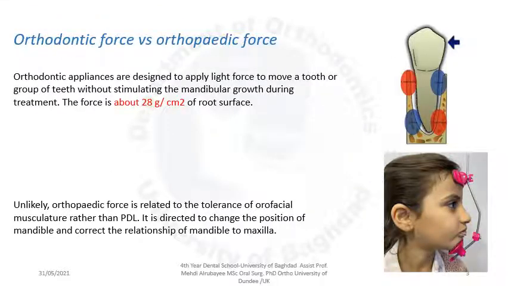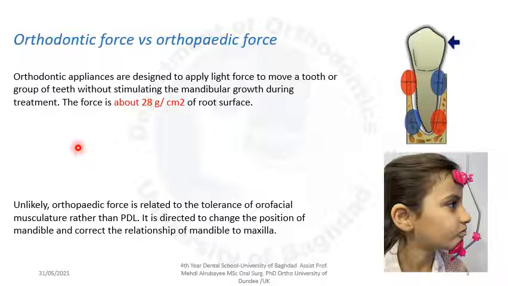How much orthodontic or orthopedic force should be applied? Orthodontic appliances are designed to apply light force to move a tooth or group of teeth without stimulating mandibular growth during treatment. The force is about 28 grams per square centimeter of root surface. More than this amount may lead to root resorption, because the root will not tolerate the force.